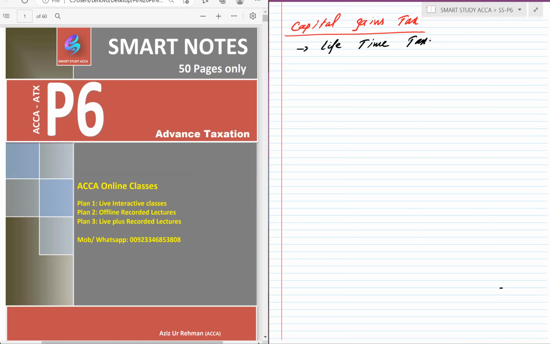When we start IHT, students normally mix these two types of taxes. So see, capital gains tax is basically a lifetime tax. If an individual transfers his assets after his death through his will, in that case, CGT will not be applicable. So it is a lifetime tax only applicable on those assets which are either sold or transferred or gifted during the life of an individual.